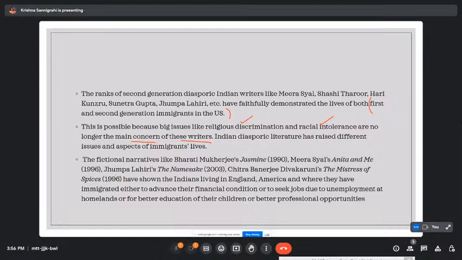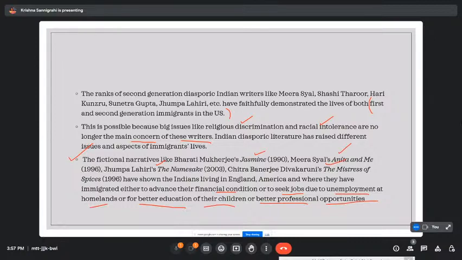The fictional narratives like Bharti Mukherjee's Jasmine, Meera Syal's Anita and Me, Jhumpa Lahiri's The Namesake, Chitra Banerjee Divakaruni's The Mistress of Spices have shown the Indians living in England, America, and where they have immigrated either to advance their financial condition or to seek jobs due to unemployment at homelands, or for better education of their children or better professional opportunities. So see, you move on to a different state not because you want to be in any way worse than what you are right now.